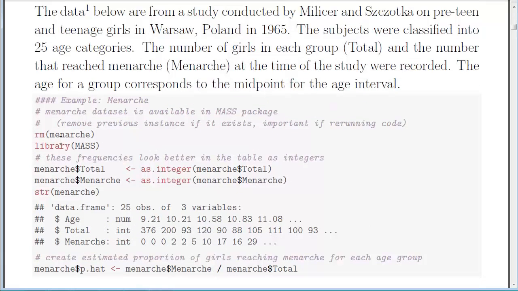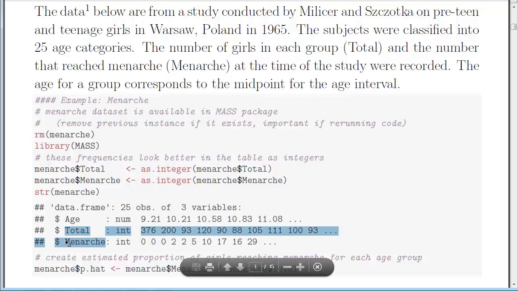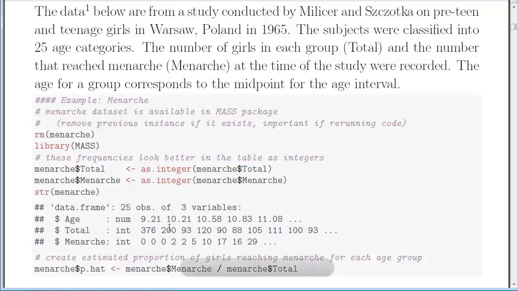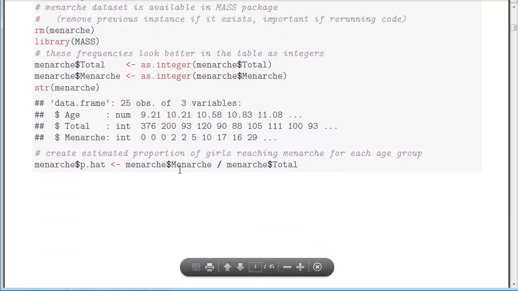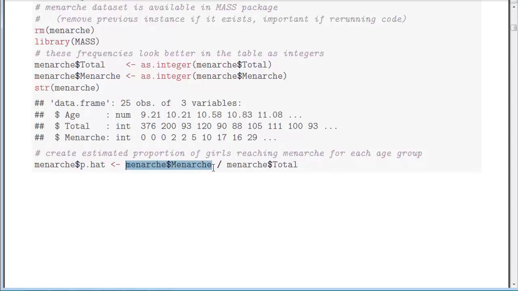So let me scroll back up for a moment, and we'll take a look at how this data came in. I'm pulling this data set from the MASS package, and these are numeric values, but if I convert them to integers, they won't have decimal points for the total and the Menarche, which are integers. This just makes the data display a little cleaner. The one calculation I'm doing here is calculating p hat, which is the observed proportion of girls in that age group having had Menarche. So we've got number with Menarche over the total. Pretty simple.